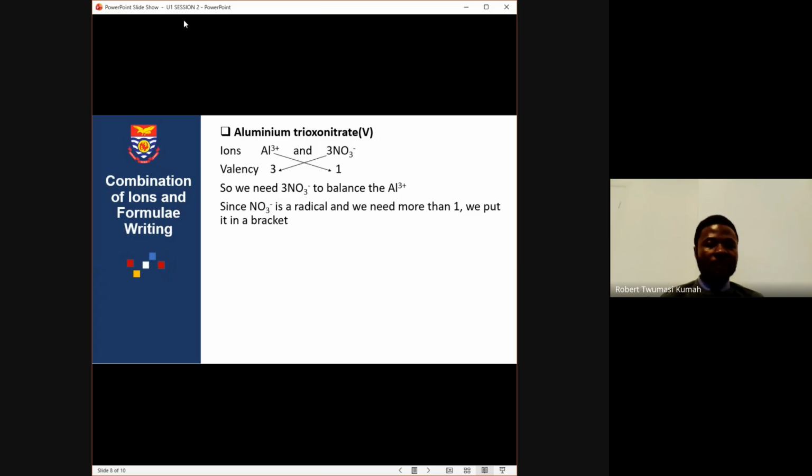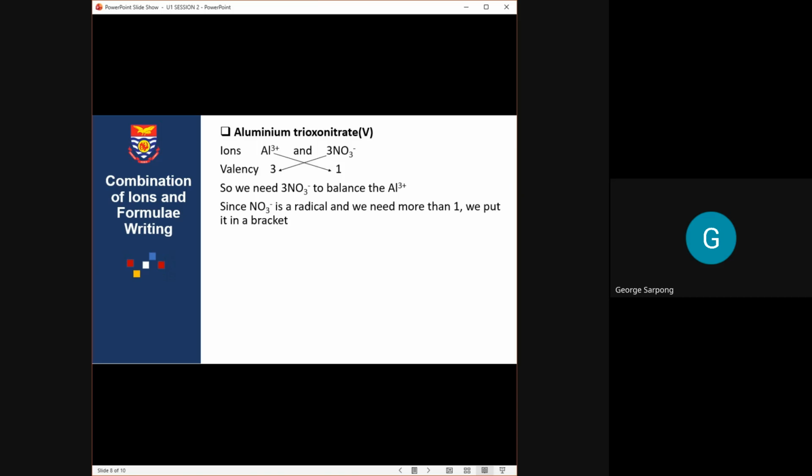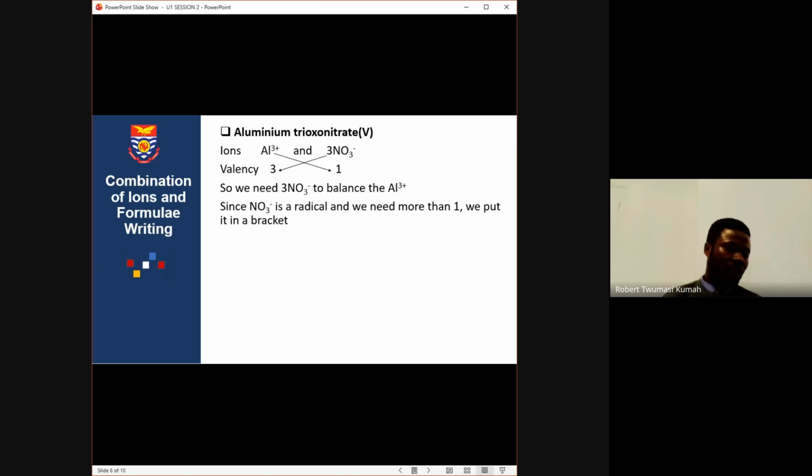So we have aluminium. Which group does aluminium belong to? Friends, which group? The group 3. Thank you. It's in group 3. So it will have a charge of 3+. It is going to lose 3 electrons. So a charge of 3+. So aluminium and the nitrates.